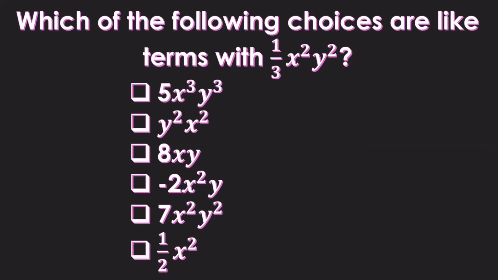Okay, kind of straightforward, but I wanted to throw a little bit in there for you because if you look at the original problem, it's 1/3 x squared y squared. All I want to know is what are like terms, okay? Remember, what are we looking at for like terms? We're looking at the variable raised to the same exponent. So take a minute, pause it, and try and answer this one.